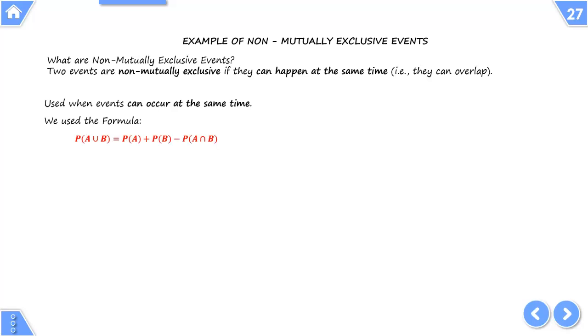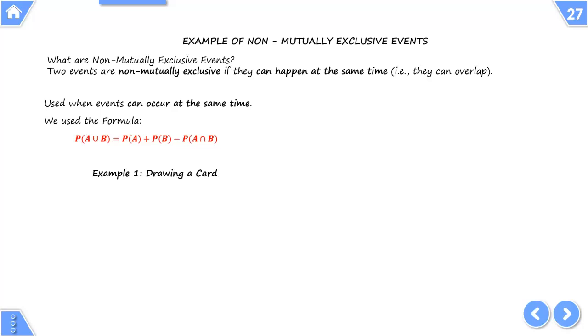The formula uses this: A union B is equal to probability of A plus probability of B minus the common ground, so that we don't count it twice. We want to count it just once. That is the probability of A intersection B. Take note of this formula very carefully.